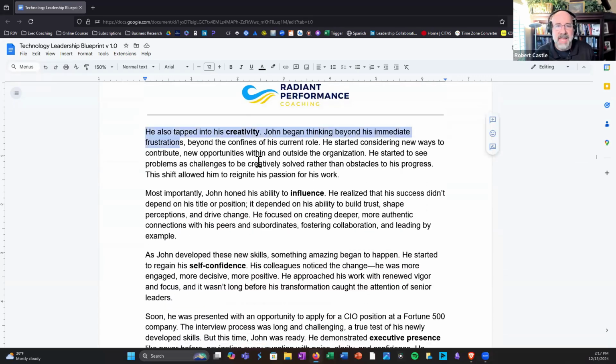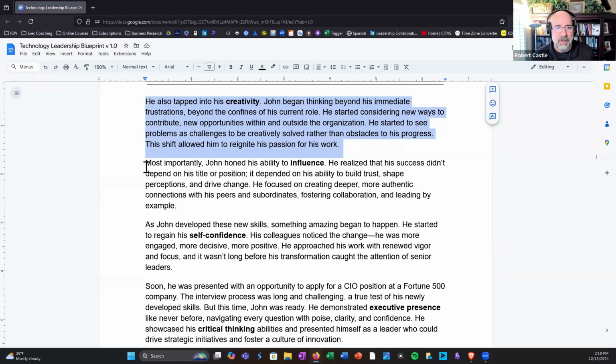He also tapped into his creativity. John began thinking beyond his immediate frustrations, beyond the confines of his current role, and he started considering new ways to contribute, new opportunities within and outside the organization. He started to see problems as challenges to be creatively solved rather than as obstacles to his progress. This shift allowed him to reignite his passion for work.